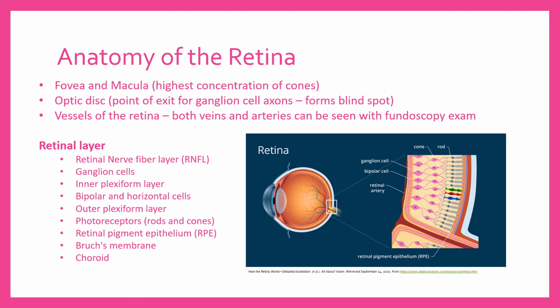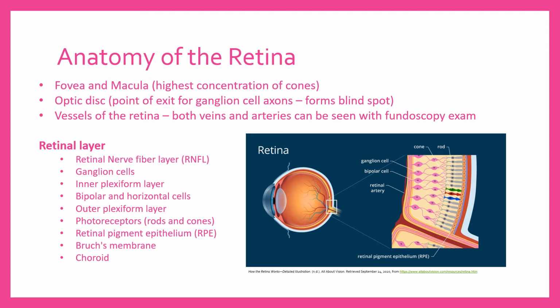When looking at the retina through fundoscopy, you would be able to identify some of the important structures. The fovea and the macula lie on the temporal side of the retina. That would be observed as you move more nasally, or in the opposite direction from the patient's point of view, because on a fundoscopy, everything is flipped. The fovea and the macula contain the highest concentration of cones, and this is where your central vision is perceived.